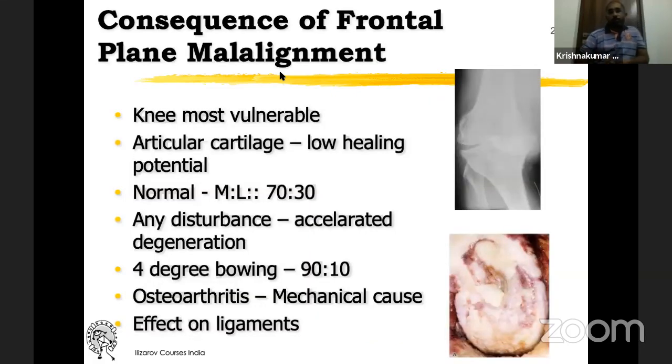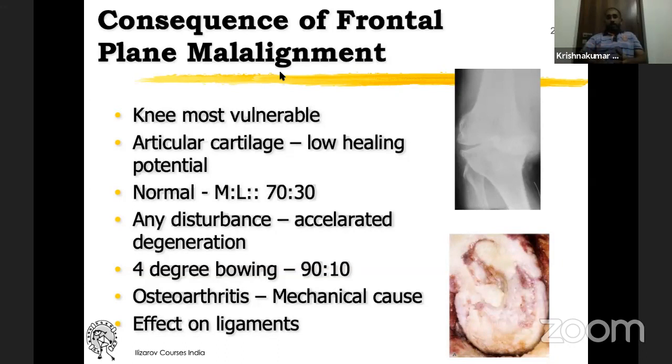The consequences of malalignment: the knee is the most vulnerable joint in the lower limb because the articular cartilage has got only a very low healing potential. Normally, if you take a normally aligned lower limb, 70% of the weight passes through the medial compartment and 30% through the lateral compartment. Any change in these values leads to accelerated degeneration.